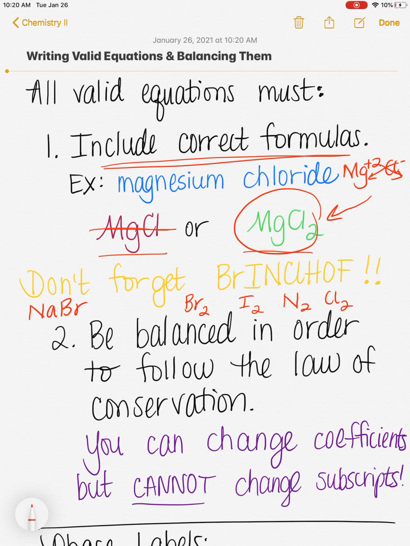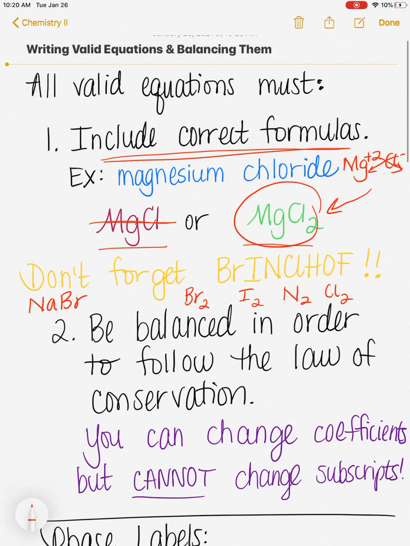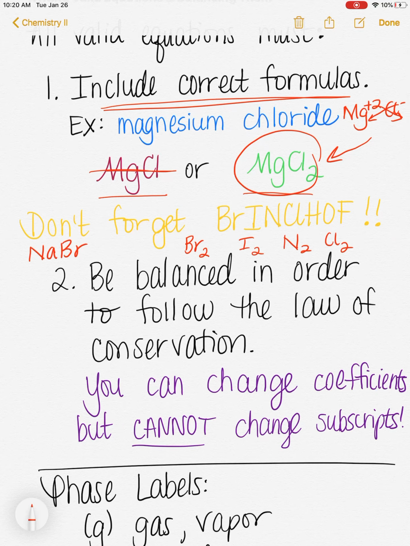The next thing is that you must balance your equation, and why we have to balance it is so that it will follow the law of conservation, so that it doesn't look like you are creating or destroying substances. So when you go to balance, there are some things that you can change and some things that you can't. You can change the coefficients, the large numbers out front, but you absolutely cannot change the subscripts. And the reason why you can't change the subscripts is that that would actually violate rule number 1, which we just discussed, because if you change the subscripts, you are totally changing the compound.